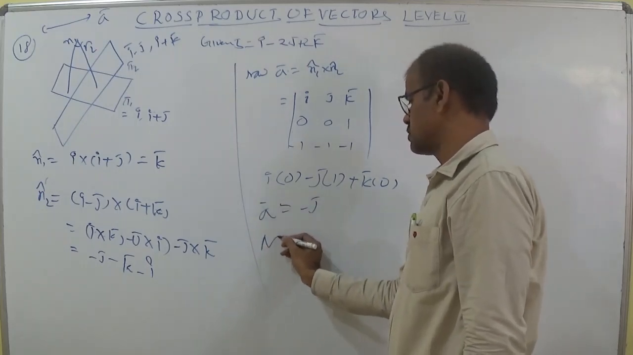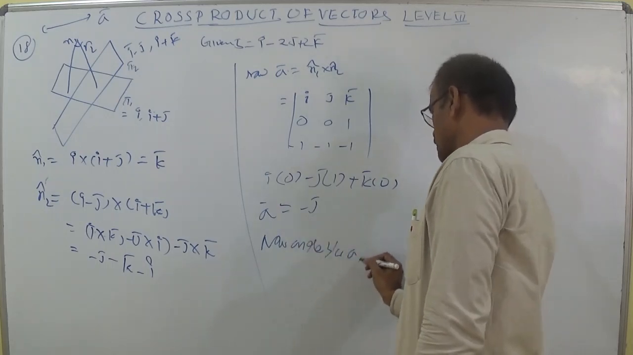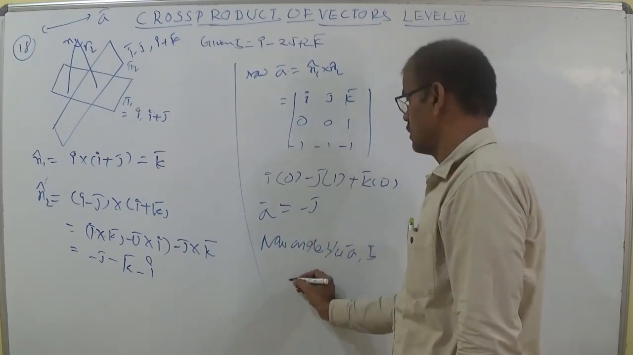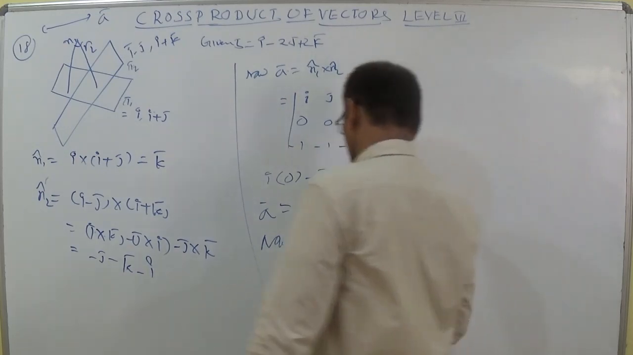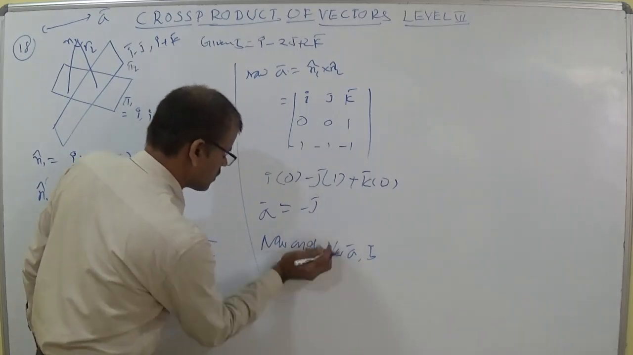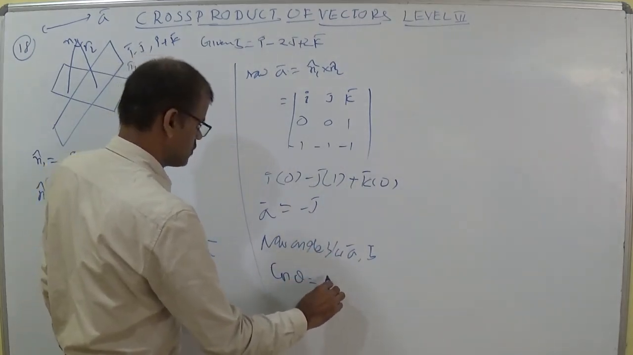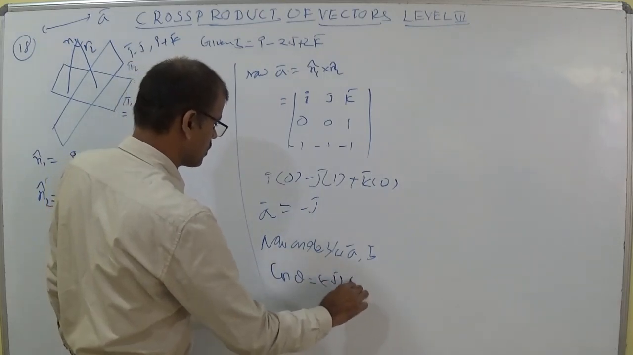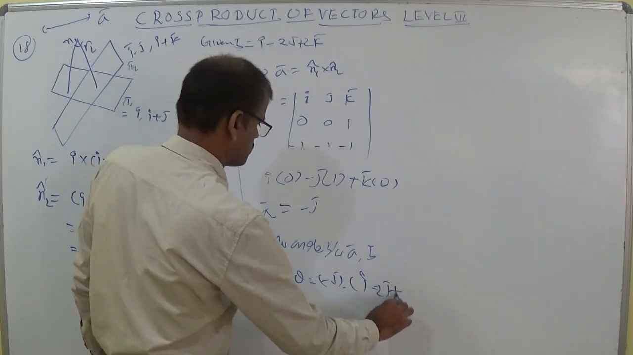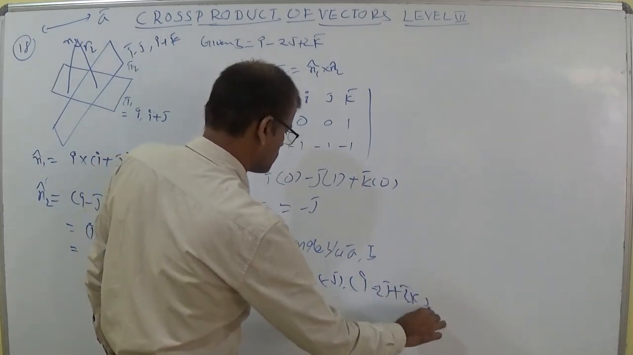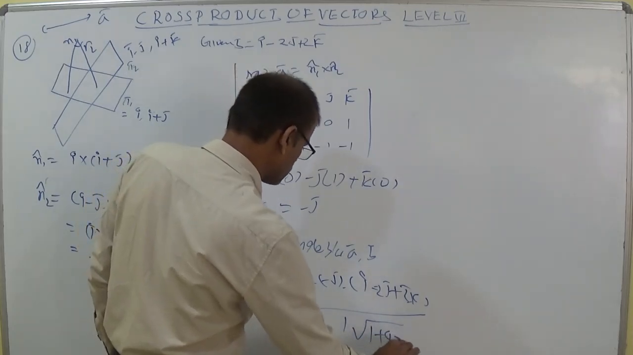Now the angle between a bar and b bar. Multiplying a bar and b bar, minus j bar dot b bar equals cos theta. Cos theta is equal to minus j bar dot i minus 2j plus 2k, whole by 1 into root of 1 plus 4 plus 4.